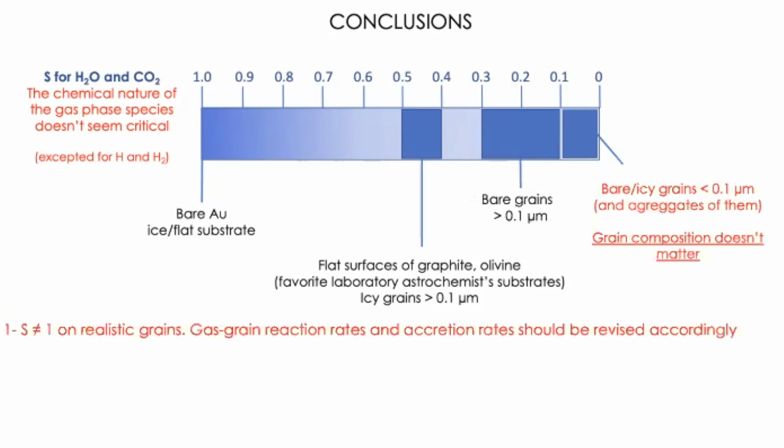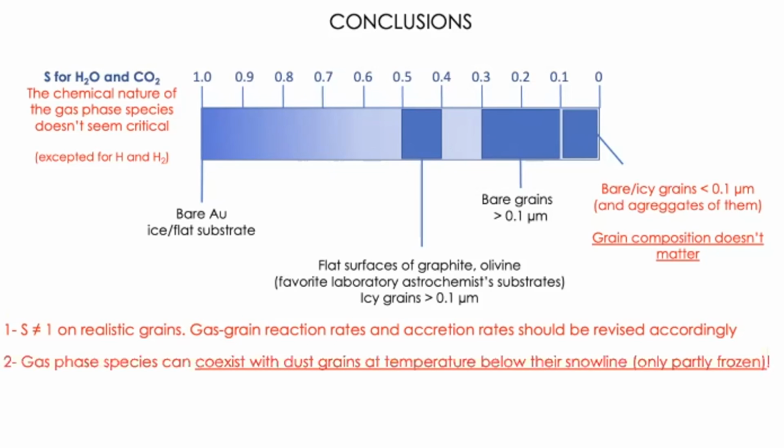So astrophysical implications are that, first of all, S is not equal to 1. So it means that gas-grain reaction yields, not rates, must be revised because, of course, if you have a bimolecular reaction on the grain surface, you have to multiply by the sticking coefficient of the two atoms. So it means that 0.1 multiplied by 0.1 is 10 to the minus 2. So the yield is much lower than you would expect with S equal to 1. And the accretion rate also must be revised. What else?